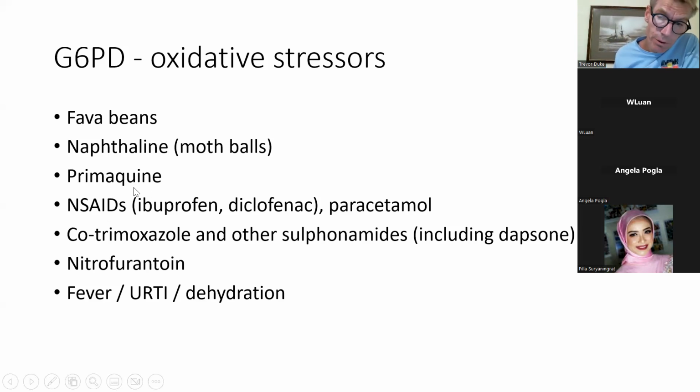And primaquine is probably the most common these days as a trigger for G6PD. Non-steroidal anti-inflammatory drugs like ibuprofen and diclofenac and paracetamol, and then sulfonamides, including cotrimoxazole and dapsone in the treatment of epilepsy, and nitrofurantoin is a trigger as well. That's an antibiotic that's sometimes used to treat urinary tract infections. And then if any children get a fever or an upper respiratory tract infection, or they get dehydration, that can trigger a G6PD oxidative crisis.